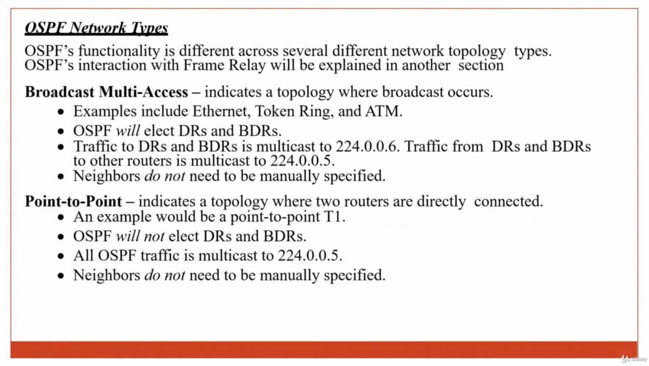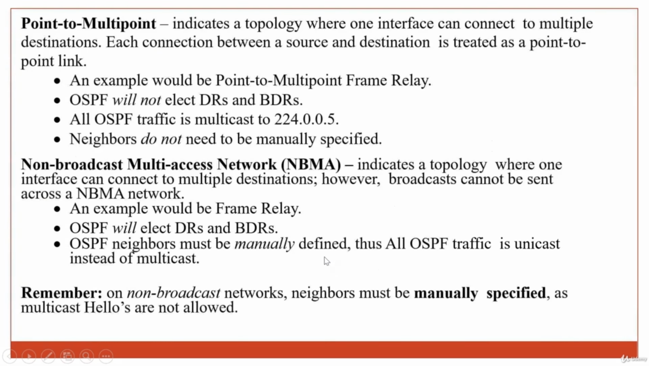So let me go back to the theory. Here you can see that it's broadcast, so it will do DR/BDR selection, and it uses these multicast addresses. Because this is broadcast, they will not form the neighborship manually; automatically they will form. For point to point, there is no need to define the neighbors because you have only two ends. They will form the neighbor relationship, their timers will be 10 and 40 seconds, and they are going to use the multicast address. Point to multipoint is the same: everything that is valid for point to point is valid for point to multipoint as well.